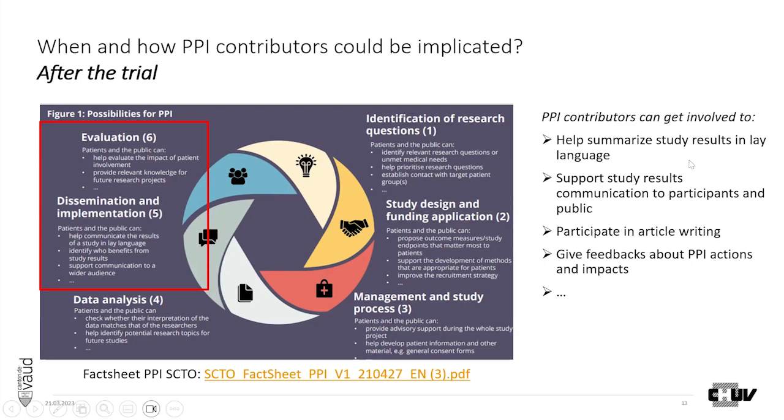They can help you summarize study results in lay language, again support study results communication to the public, participate in article writing, and give feedback about PPI actions and impacts.